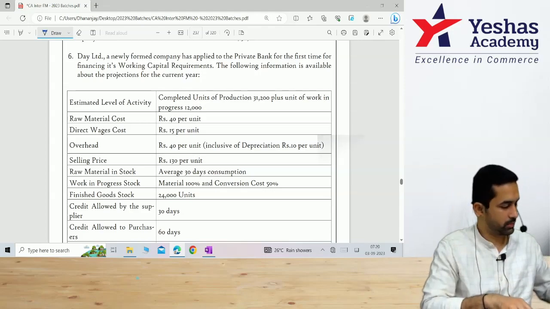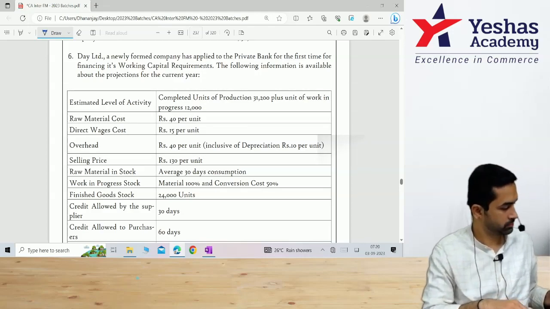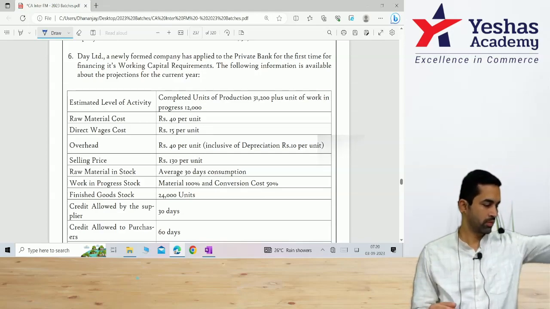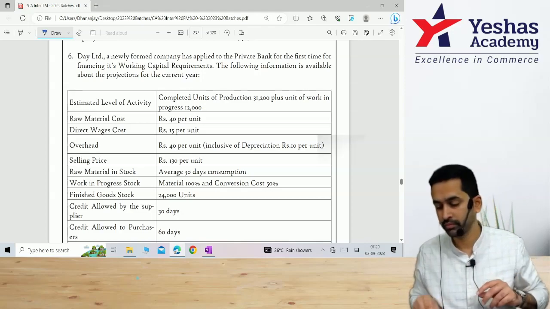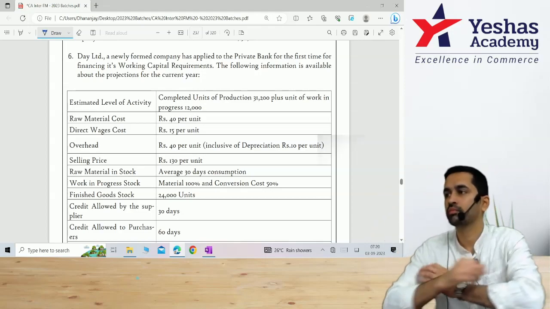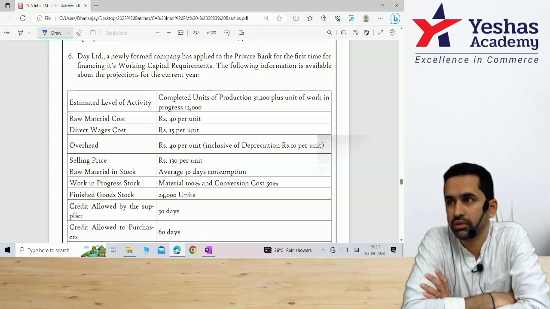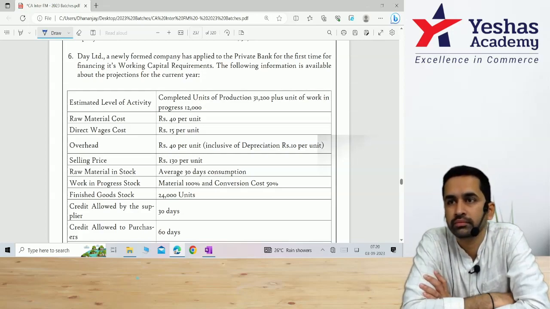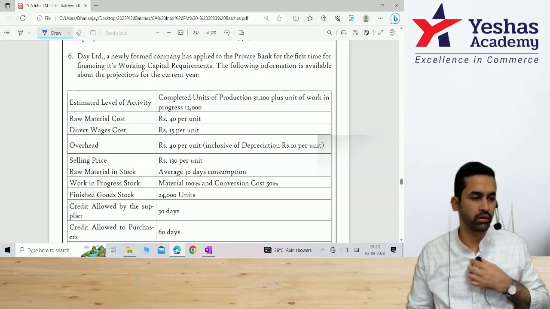Working capital estimation for new companies. In bracket question 6 and question 7. Question number 6, question number 7. Listen.